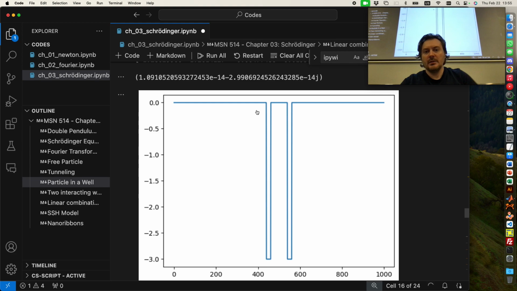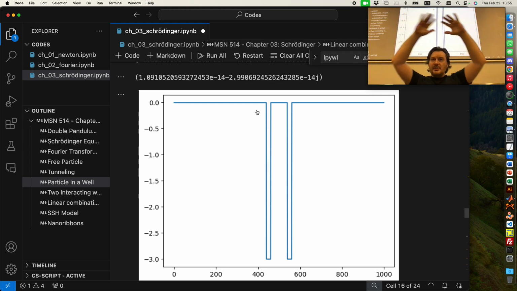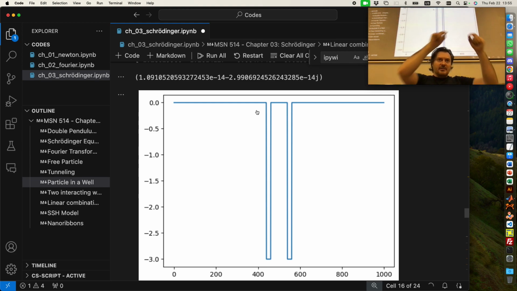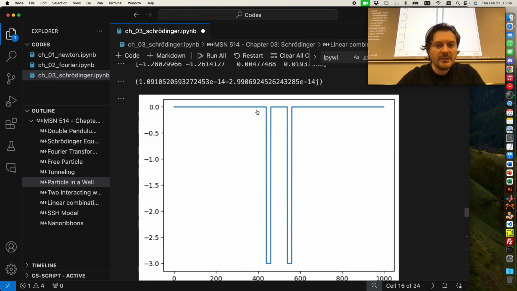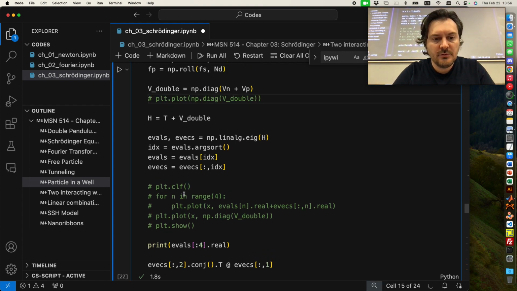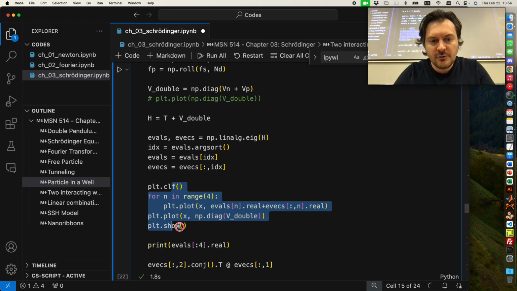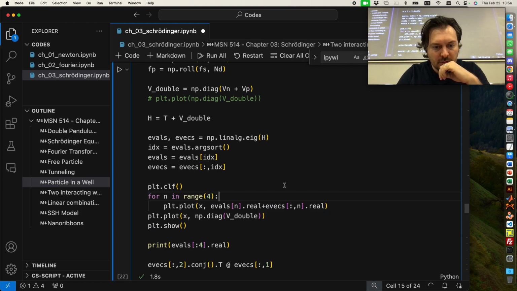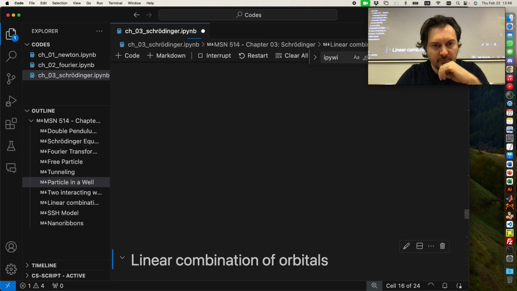Do you see? So I have a potential now that has two wells like this. Now let's calculate. Let me comment this out. Are you following? Yes. Let me draw the eigenstates when I have this potential.